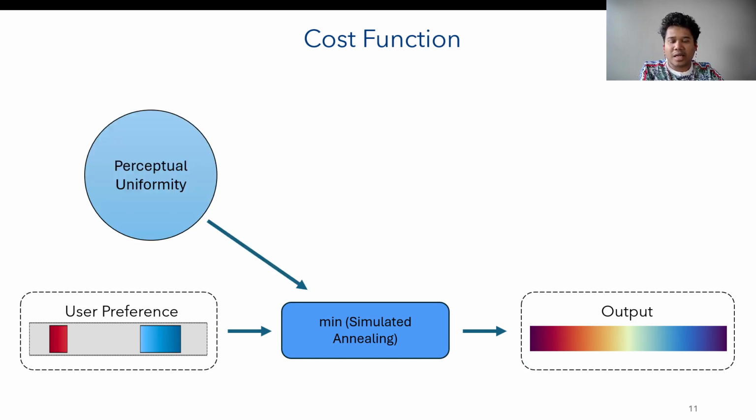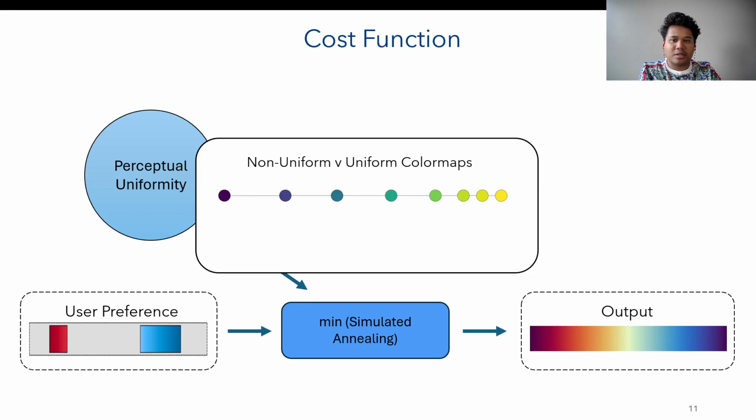Perceptual uniformity implies that control points are at perceptually equal distances from each other. As you can see from the example, the non-uniform color map has control points at varying distances as compared to the uniform color map. Our cost function penalizes the color map for the deficiencies in uniformity.